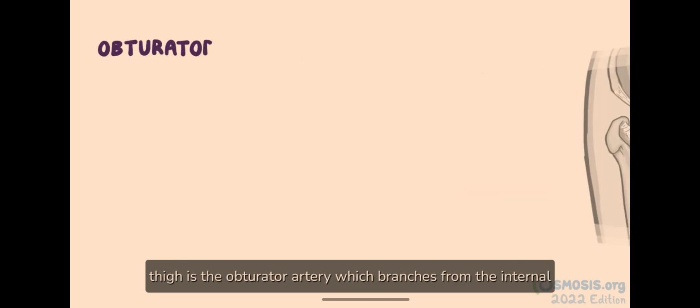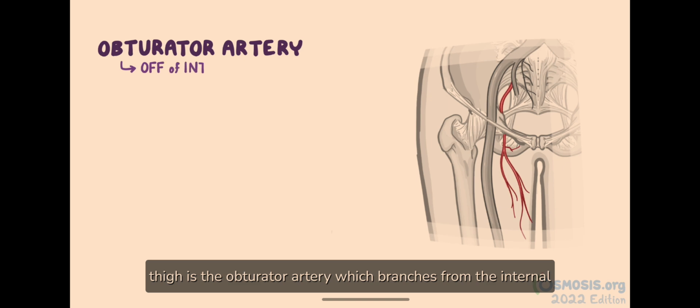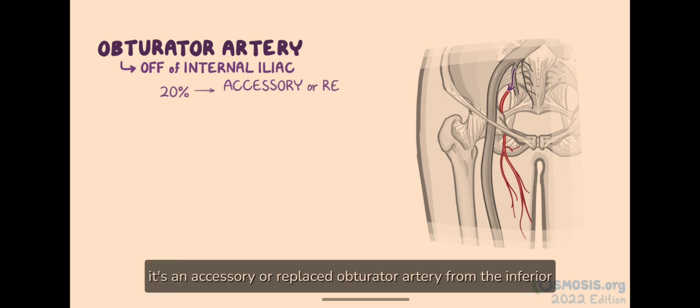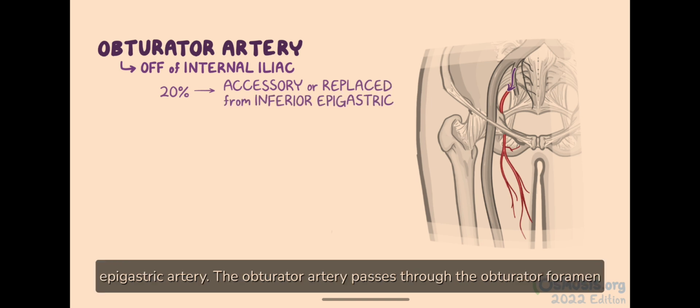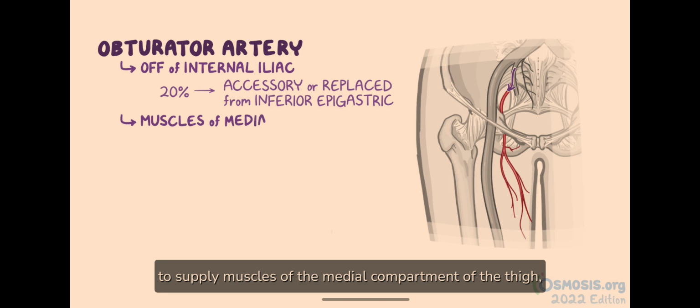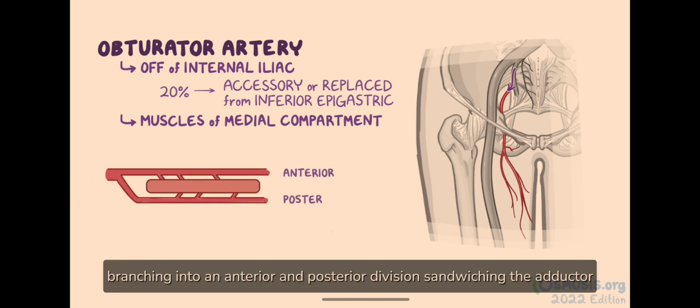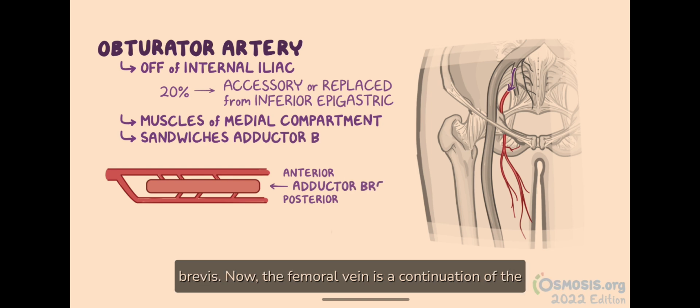Also important to the blood supply of the thigh is the obturator artery, which branches from the internal iliac artery, although 20% of the time it's an accessory or replaced obturator artery from the inferior epigastric artery. The obturator artery passes through the obturator foramen to supply muscles of the medial compartment of the thigh, branching into an anterior and posterior division sandwiching the adductor brevis.